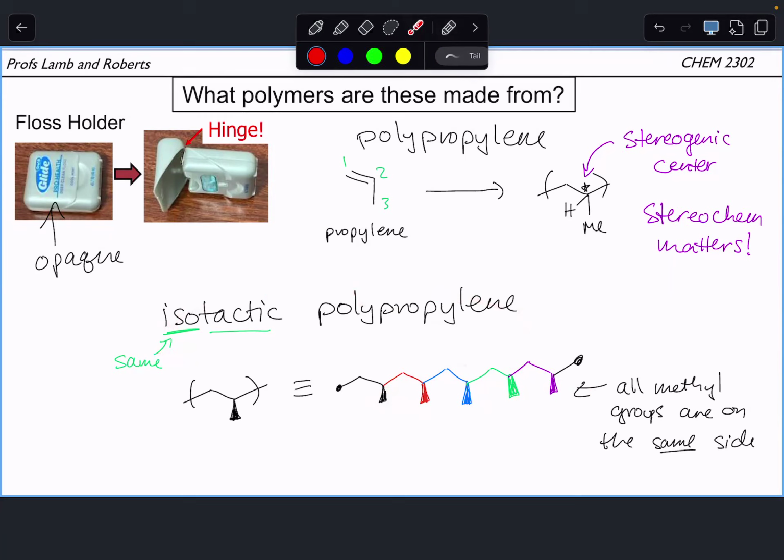If you have atactic, which means no stereochemistry, so it's just a random assortment of stereochemistry, that is like a wax. So it is not like a tough plastic. It's not a good hinge. It's like squishy wax. And so stereochemistry matters a ton because we have so many stereocenters in every single molecule. So it really matters. Questions on any of those?